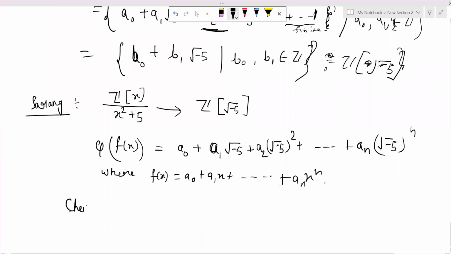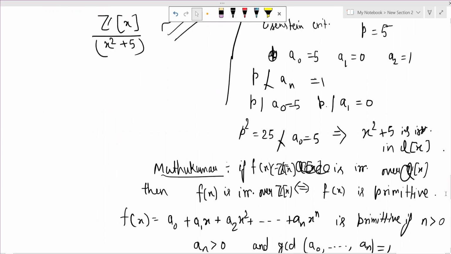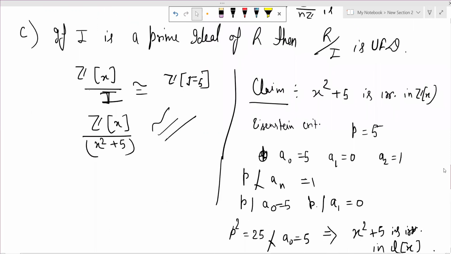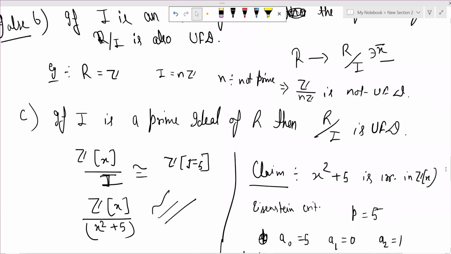Check. This is a ring isomorphism, right? So nice, we get this one. What do we have to say? We have to give an example of a prime ideal I such that R mod I is not a UFD, but R is a UFD, right? So we take Z[x], which is a UFD, and the ideal generated by x square plus 5, which is a prime ideal, but R mod I is Z root minus 5, and we know this is not a UFD. So this one is a false statement.